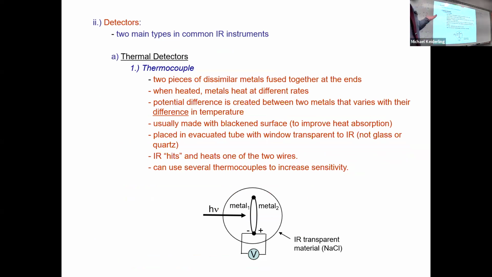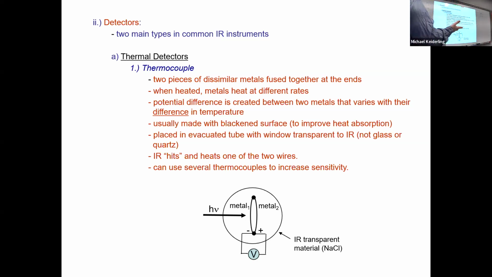So a thermocouple is two pieces of dissimilar metal fused together at the ends. When heated, the metals heat at different rates. This creates a potential difference between the two metals that varies with their difference in temperature, creates a voltage that you can literally measure directly.